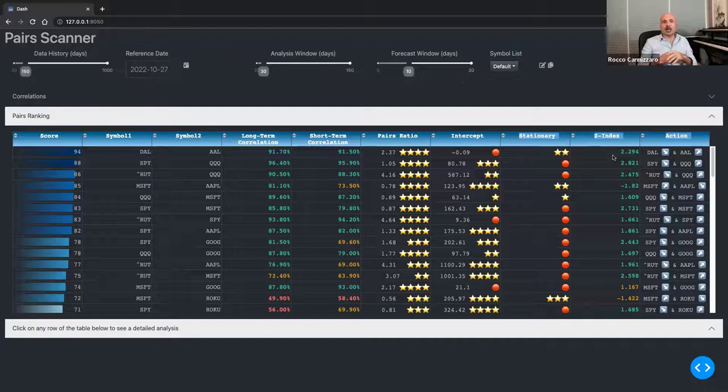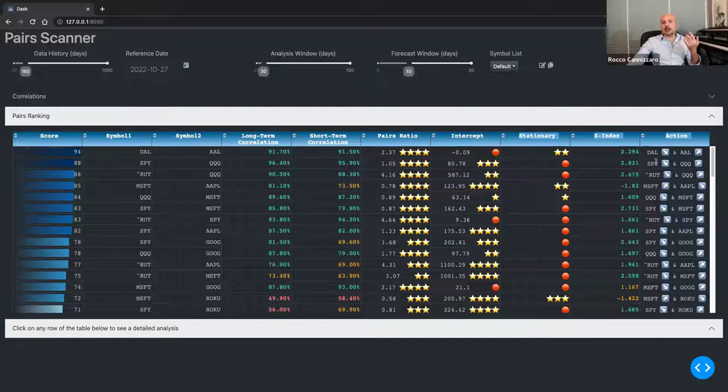And what you see on the right tells you what to do. It means you should short Delta Airlines and go long with American Airlines. Same story with SPY and QQQ. You should, at your own risk, but this is what the software is suggesting, short SPY and go long with QQQ, and so on.